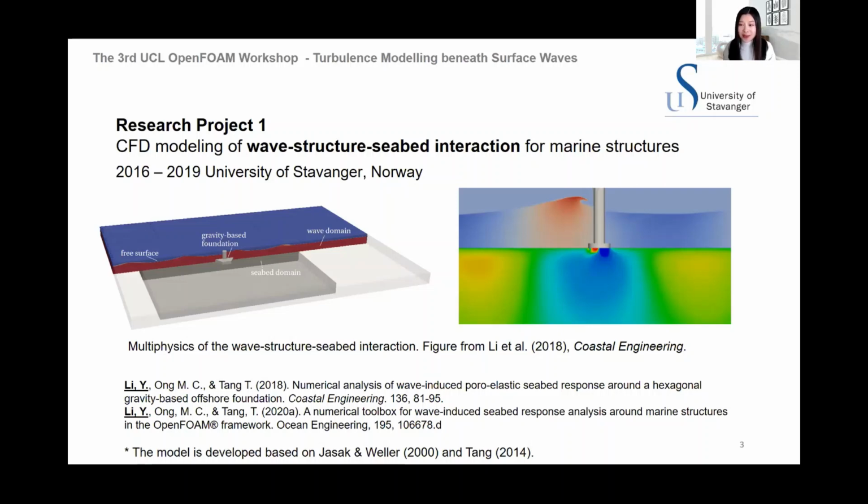So also with special thanks for the contribution from Dr. Philip Cardiff, who presented yesterday. Tang gained pretty much help from him during the initial development of this model. I will not show too many details about this work because it's not our focus today, but if you're interested, you can check my paper published in Coastal Engineering, and also the solvers of this model are open sourced, and the details are given in this Ocean Engineering paper. So if you're interested, you can check these two publications.